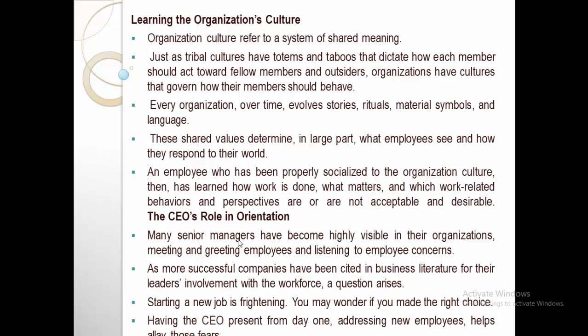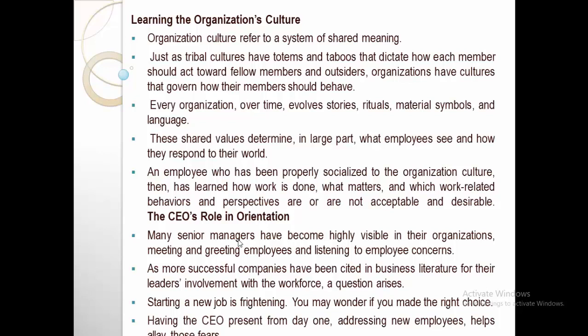Every organization over time evolves stories, rituals, material symbols, and language. These shared values determine in large part what employees see, how they respond to their world, how they act and react, how they behave with the managers, with themselves, and with outsiders. An employee who has been properly socialized to the organizational culture has learned how work is done, what matters, and what work-related behaviors and perspectives are and are not acceptable and desirable. So the learning of the organizational culture is a must for the new employees.